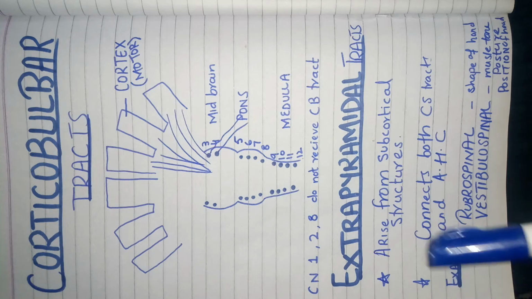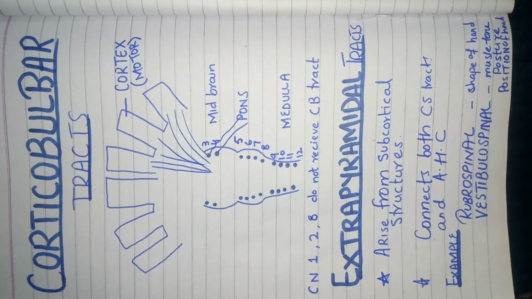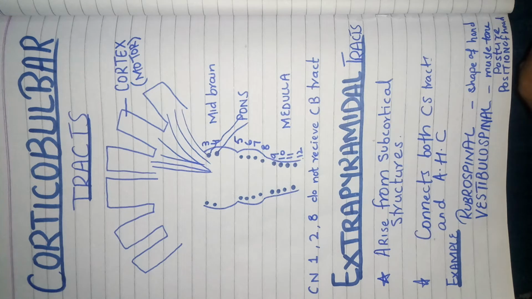Okay, cranial nerves 1 and 2 are present in the cortex. Only the 8th cranial nerve is present in the brainstem. Okay, so this does not receive the corticobulbar tracts. Okay, so this is about corticobulbar tracts.